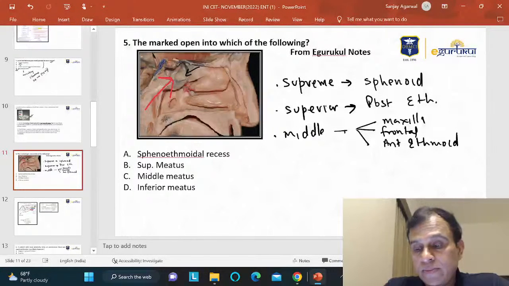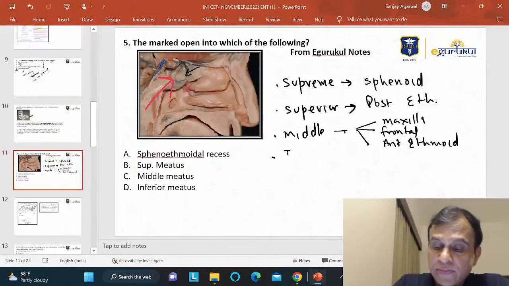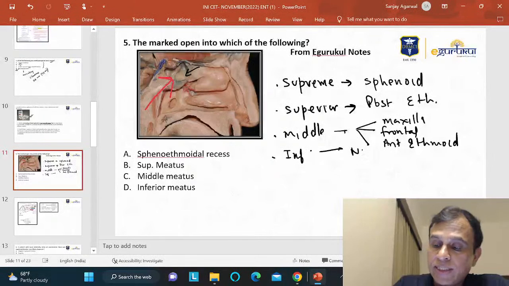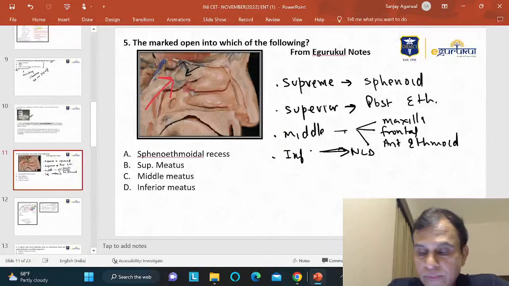That means the inferior meatus has no sinus ostia. So what happens in the inferior meatus? We all know NLD. What is NLD? Nasolacrimal duct. So the nasolacrimal duct opens in the inferior meatus.